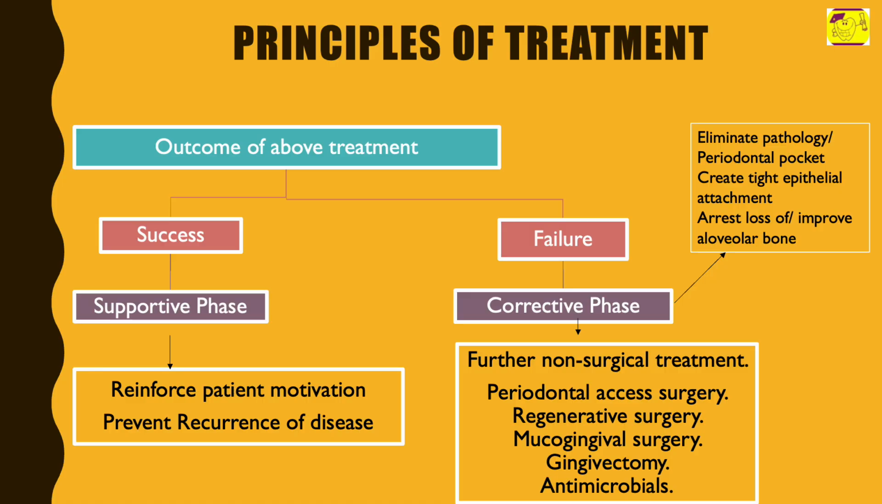Our aim in the corrective phase is to eliminate the pathology or the periodontal pocket, create a tight epithelial attachment, and arrest the loss of or improve the alveolar bone. So what are the treatments under the corrective phase? It is nothing but further non-surgical treatment if required, periodontal access surgery, regenerative surgery, mucogingival surgery, gingivectomy along with antimicrobials. Do not get overwhelmed by the sound of these terminologies. Let's see each treatment one by one in detail.